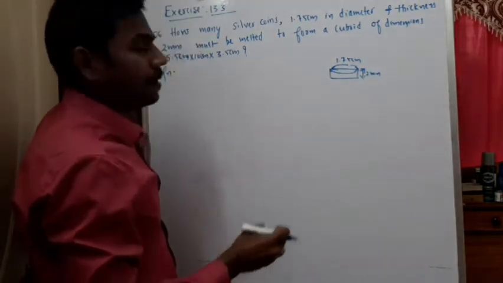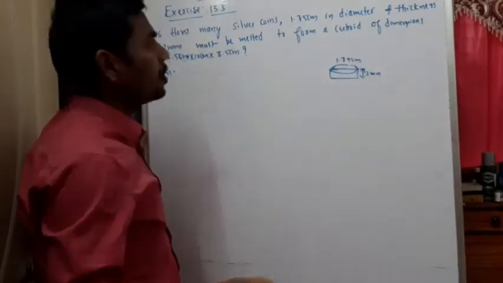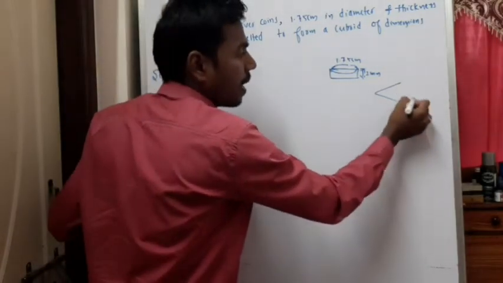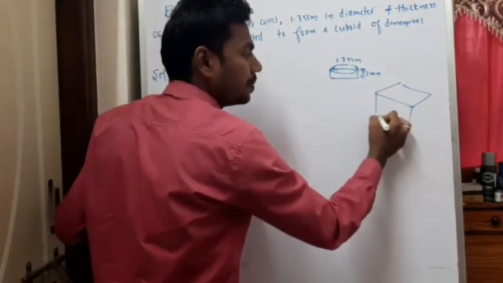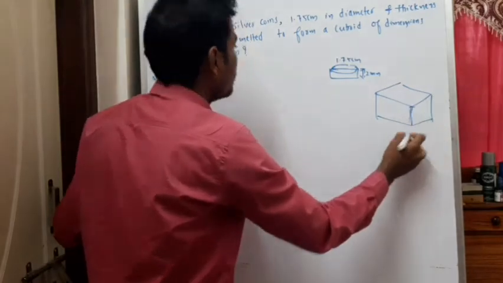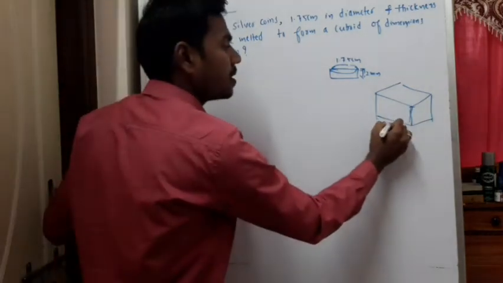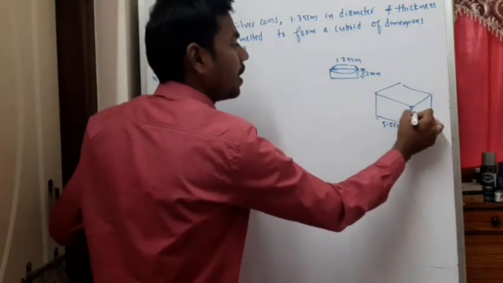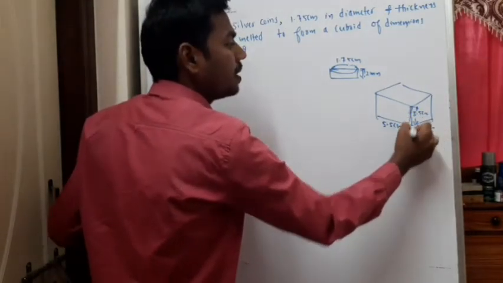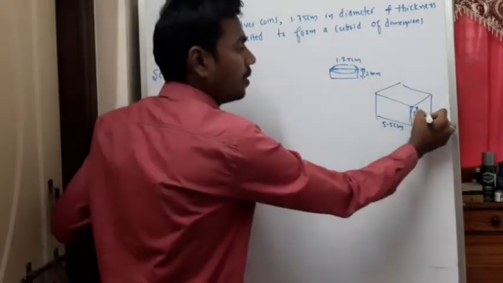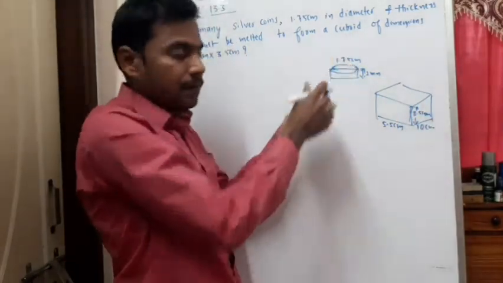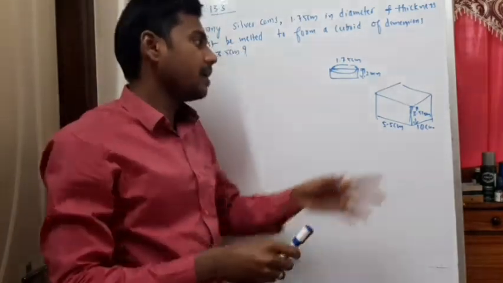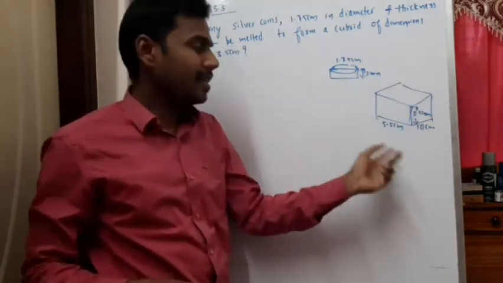So that they must be melted and recasted into the shape of a cuboid which is of dimension... They have given the dimension of the cuboid. The cuboid is of dimension 5.5 centimeter, 10 centimeter and 3.5 centimeter. So this is the dimension of the cuboid. What we need to do is find how many such coins are required so that they can be melted and recasted into the shape of a cuboid of this dimension.